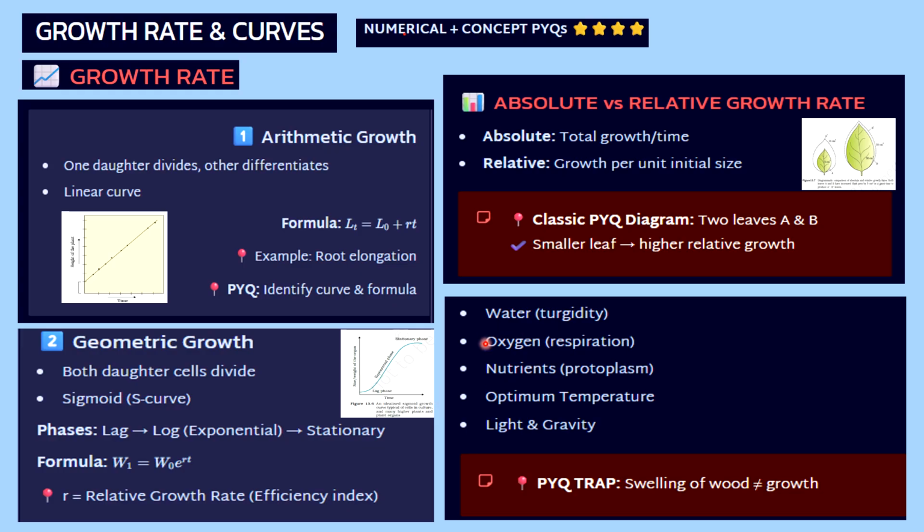Okay, then the parameters required for growth: we have water, which is helpful because it maintains turgidity and is the main medium of cellular reactions. Oxygen, which helps in respiration. Nutrients are essential because they form protoplasm. Optimum temperature is required, and also light and gravity. Now here there is a PYQ trap. You pay attention here. Swelling of wood is not growth, it is by the process of imbibition. Okay, it's a physical process.